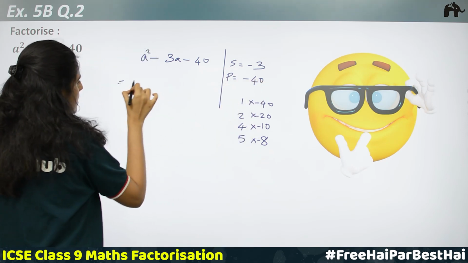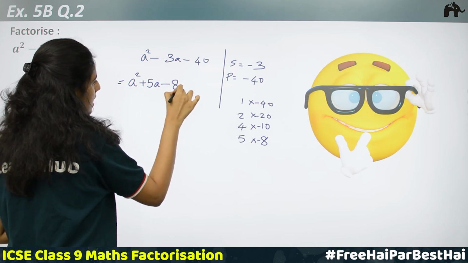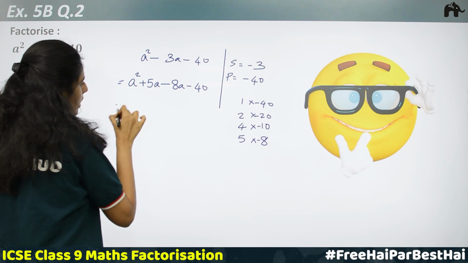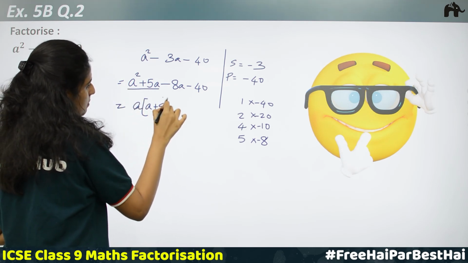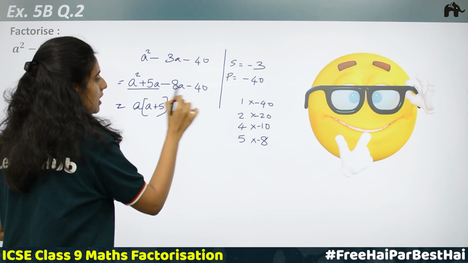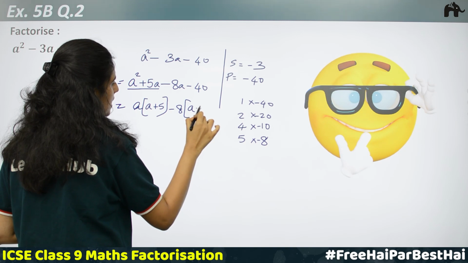We can split the middle term, a square plus 5a minus 8a minus 40. Now take common, from here you can take out a, then a plus 5 is remaining. Okay, from here what can be taken? Minus 8 can be taken out, then a plus 5.